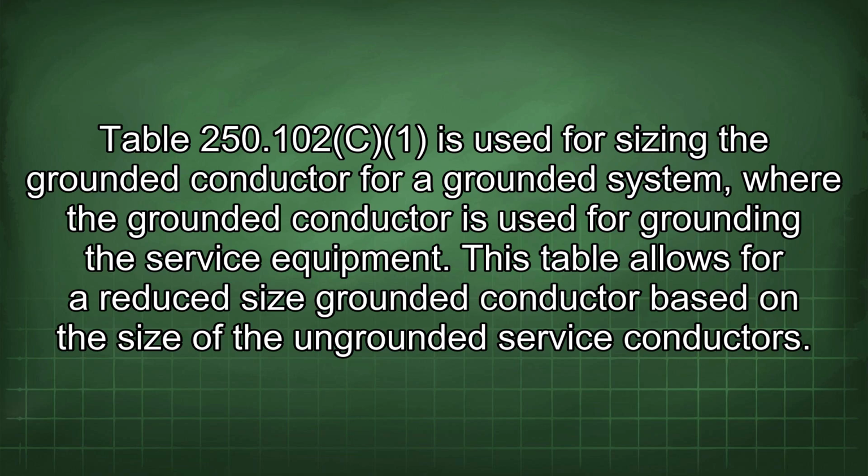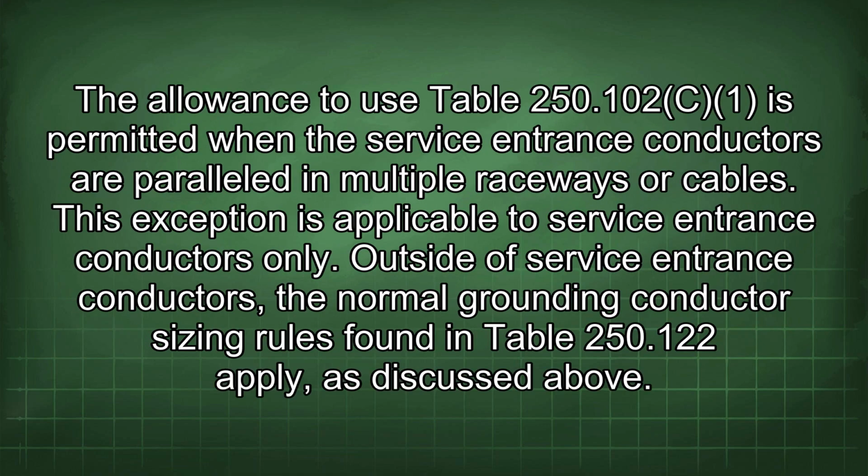Table 250.102 is used for sizing the grounded conductor for a grounded system, where the grounded conductor is used for grounding the service equipment. This table allows for a reduced size grounded conductor based on the size of the ungrounded service conductors. The allowance to use Table 250.102 is permitted when the service entrance conductors are parallel to multiple raceways or cables. This exception is applicable to service entrance conductors only. Outside of service entrance conductors, the normal grounding conductor sizing rules found in Table 250.122 apply, as discussed above.